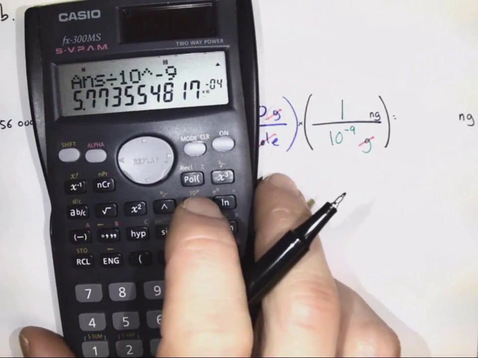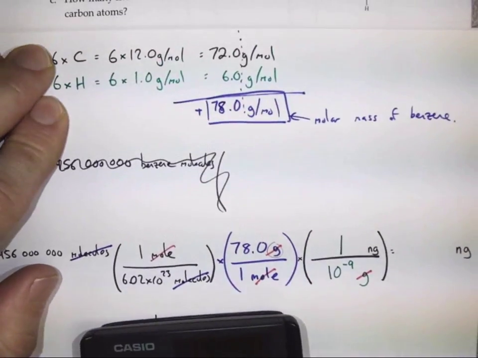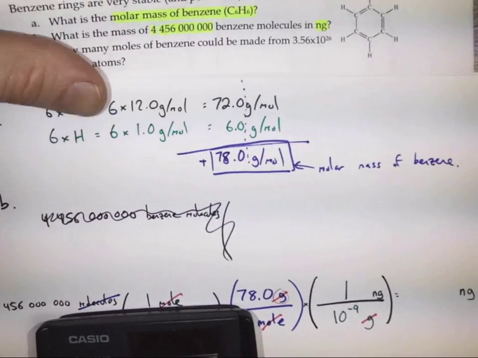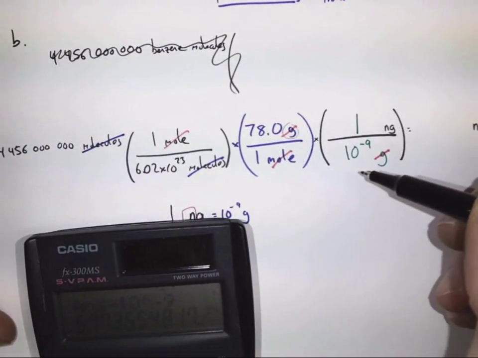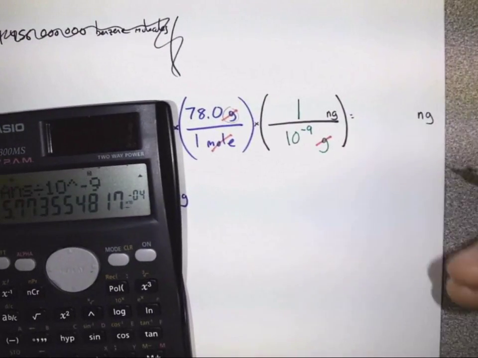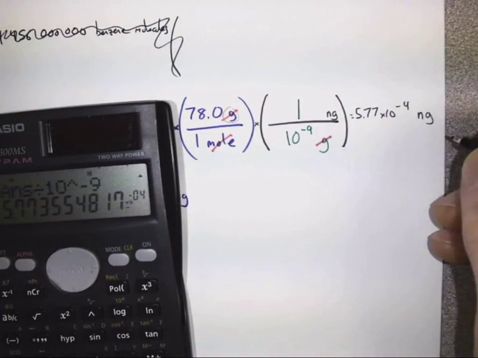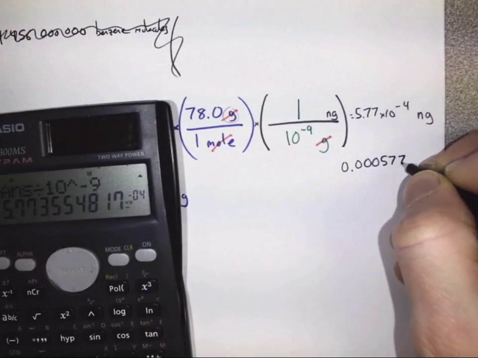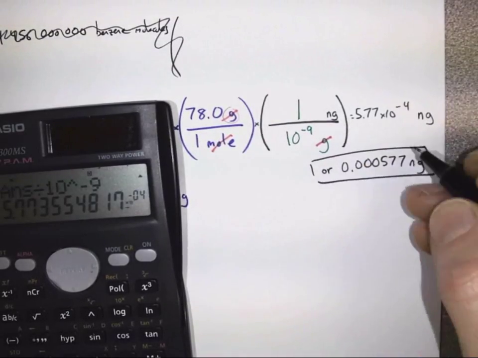I wonder how many sig figs this is. Let's go back to our question. It looks like this number had 4 sig figs, and the molar mass had 3 sig figs. So that's 4, 3, 3, infinity, because this is a defined value. So we're going to round this to 3 sig figs. It's going to be 5.77 times 10 to the -4 nanograms, or 0.000577 nanograms. Either one of those is fine.